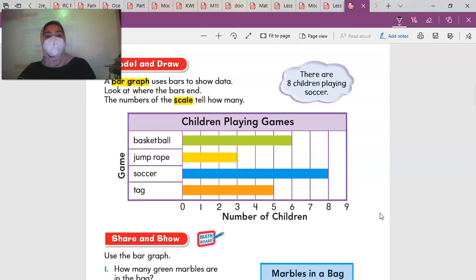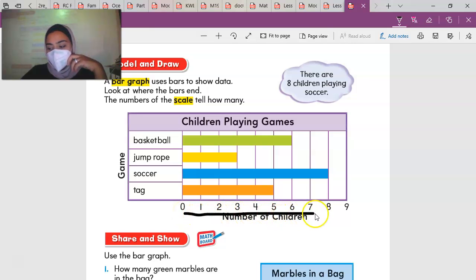A bar graph uses bars to show data. Look at where the bars end. The numbers of the scale tell how many. So this is called the numbers of the scale. They're talking about the numbers here on the bottom. These are the numbers of the scale. Okay? So the game: basketball, jump rope, soccer, and tag. This is telling me the children playing games. This is the games they're playing. The scale tells me how many kids are playing that game. Okay? See what they mean?